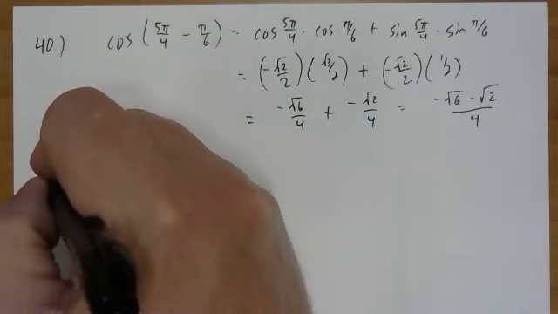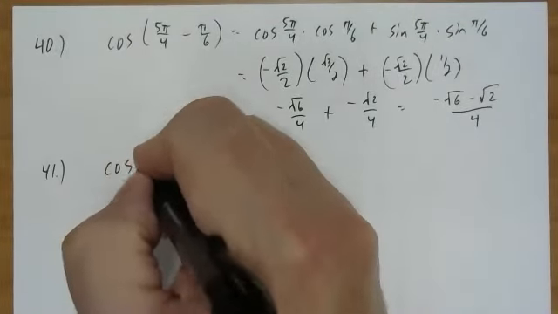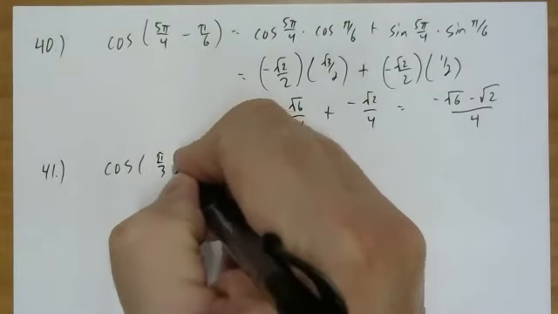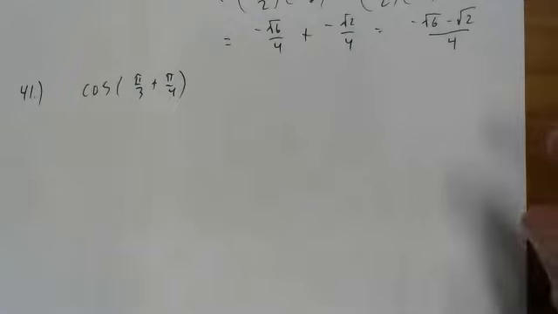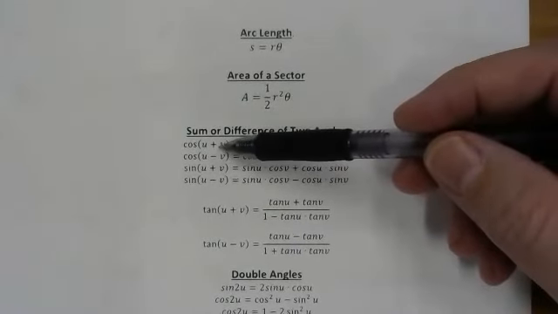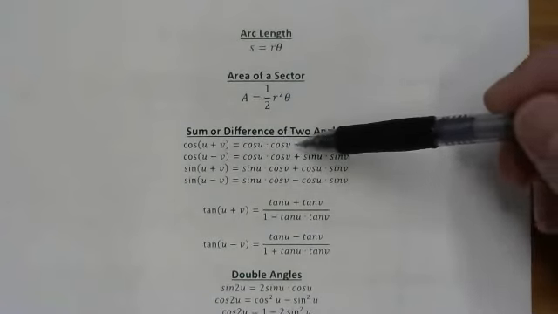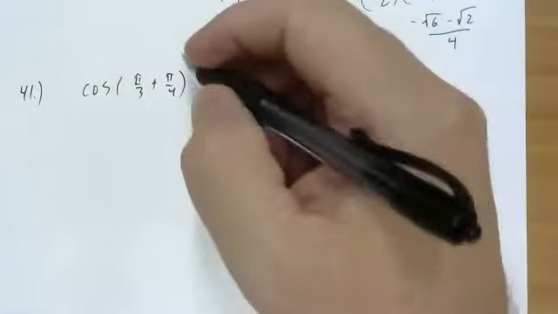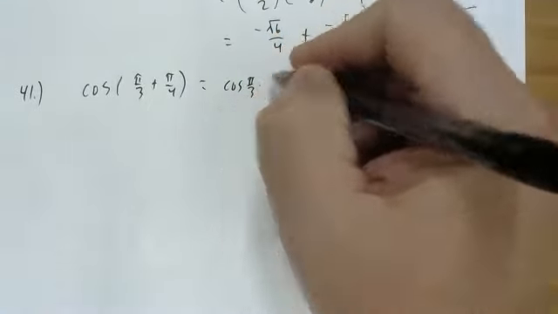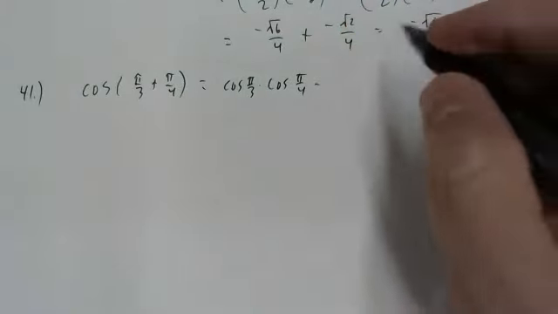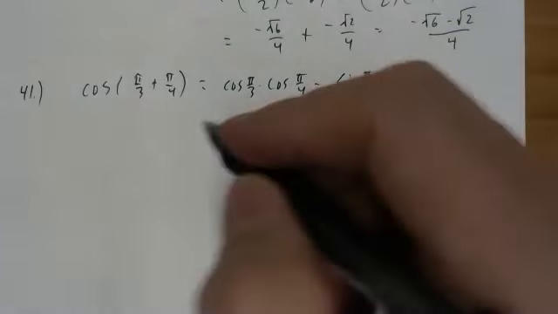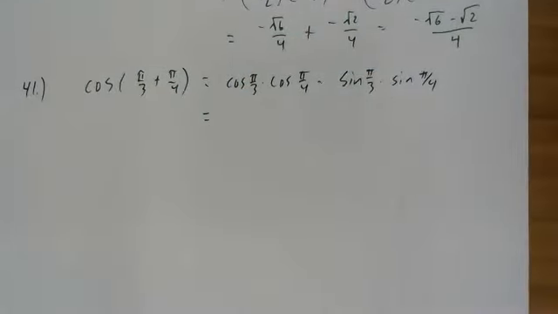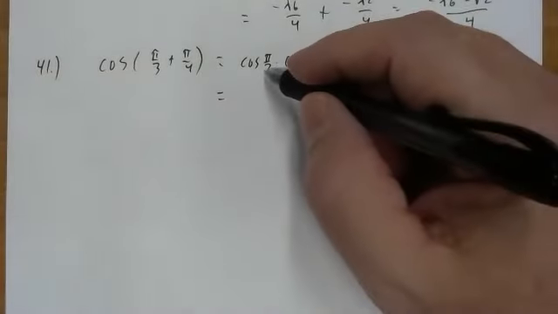41. Cosine of pi over 3 plus pi over 4. So now I have the cosine of the sum of two angles, so I go to my formula. Cosine of the sum of two angles: it's cosine cosine minus sine sine. So cosine of pi over 3 times cosine of pi over 4 minus the sine of pi over 3 times the sine of pi over 4. So these are all special angles. So I know these. I think I've got them memorized.